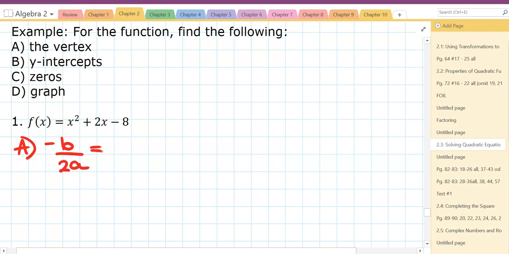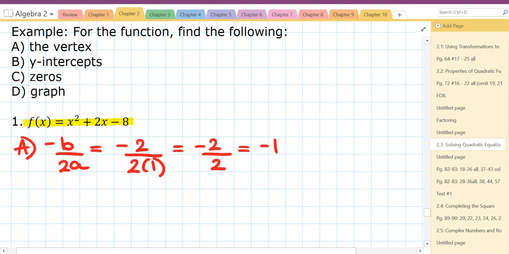From your equation, can you tell me what the b term would be? What number is in the b spot? 2. So we're going to do negative 2. What number is in the a spot? 1. So we're going to have negative 2 over 2, which would be negative 1.